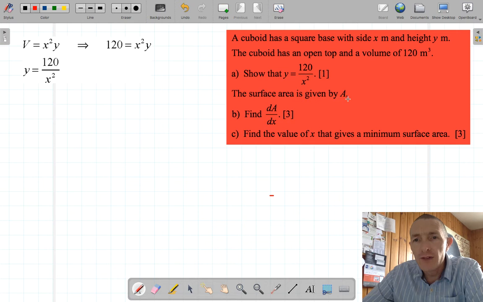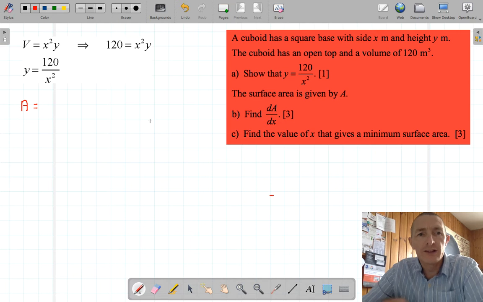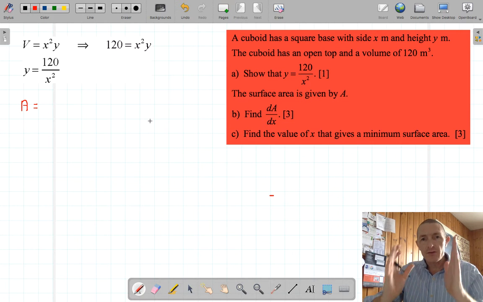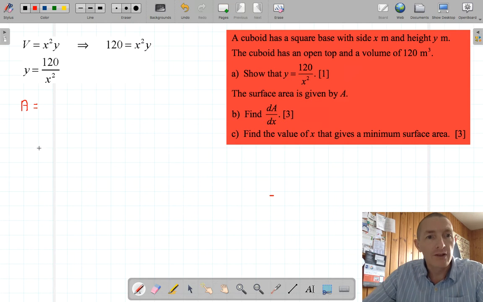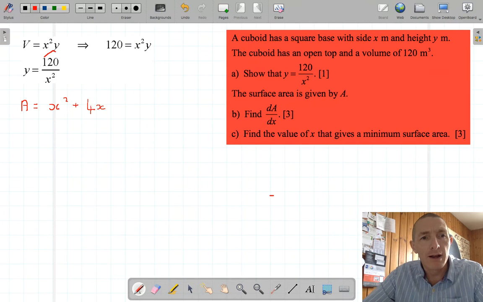Part 2, the surface area is given by A. Now, if you're trying to work out the surface area, you will have to find the 5 different sides that make up the cuboid. So you've got the base, and then you've got 4 sides that are all identical going up the side. And remember, the top is open. So the base is x squared, and then you've got 4 identical sides, and those sides have a base of x and a height of y. But my y is now this one here. So that's why they wanted me to do that in the first part. So there's my area.